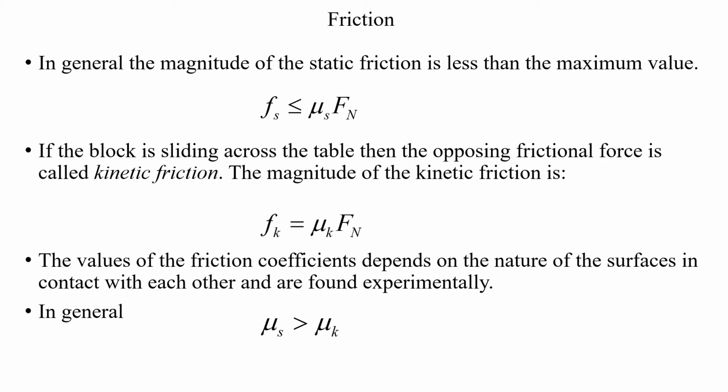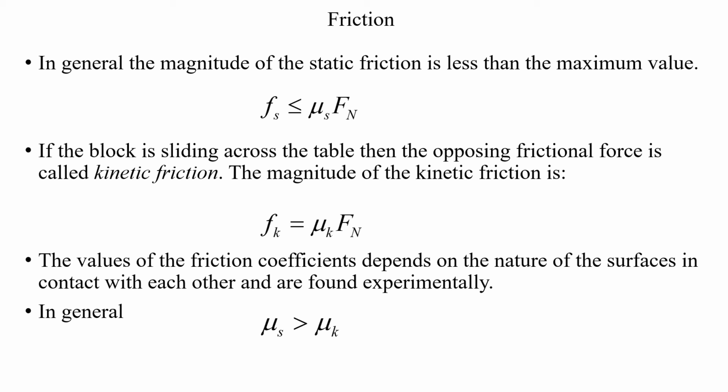Now once the box is sliding across the table, then the opposing friction is called kinetic friction. The magnitude of the kinetic friction then stays approximately constant. And we can write that as F sub k equals mu sub k times the normal force, where mu sub k is the coefficient of kinetic friction. So in general, the coefficient of static friction will be greater than the coefficient of kinetic friction.